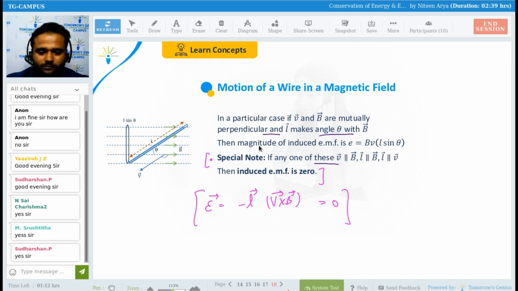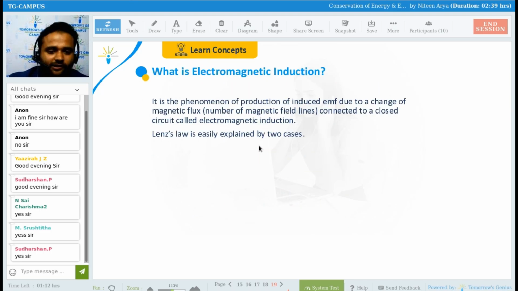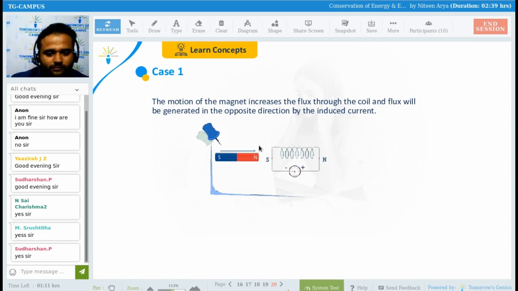This is the few points, the main thing we have done. What is electromagnetic induction? It is the phenomenon of production of induced EMF due to a change of magnetic flux, the number of magnetic field lines connected to a closed circuit. It is explained by two cases. Let's revise this.